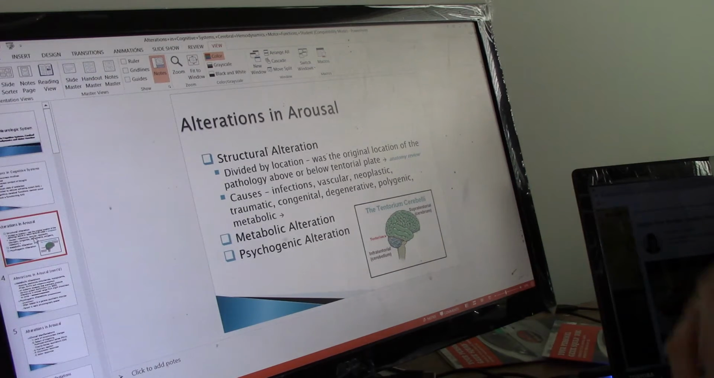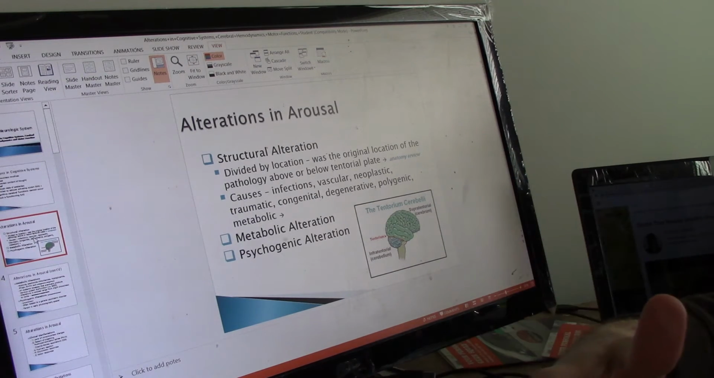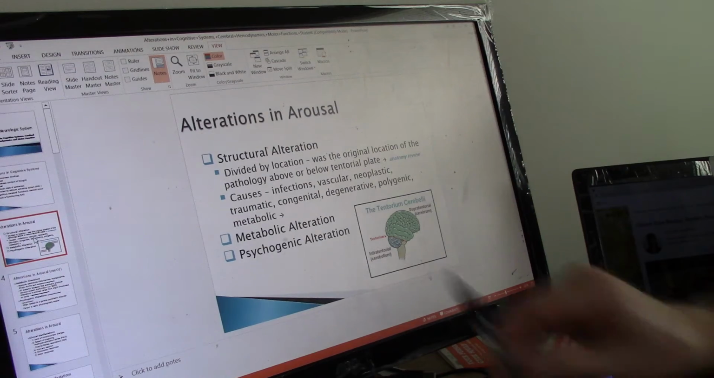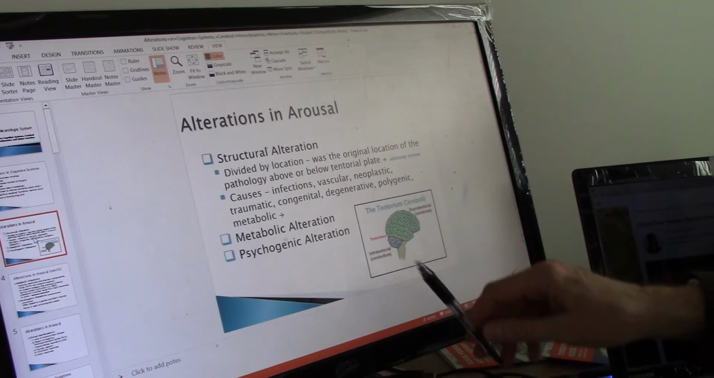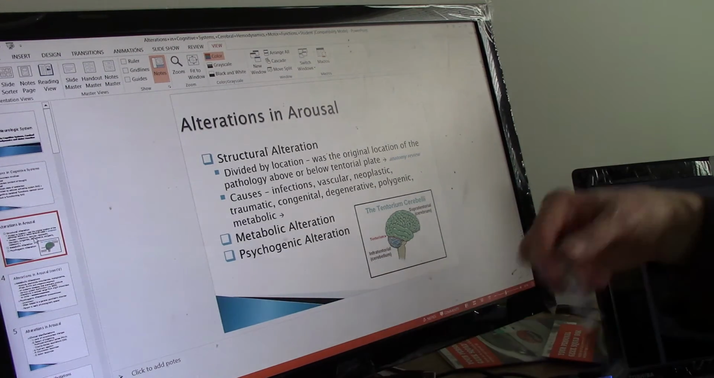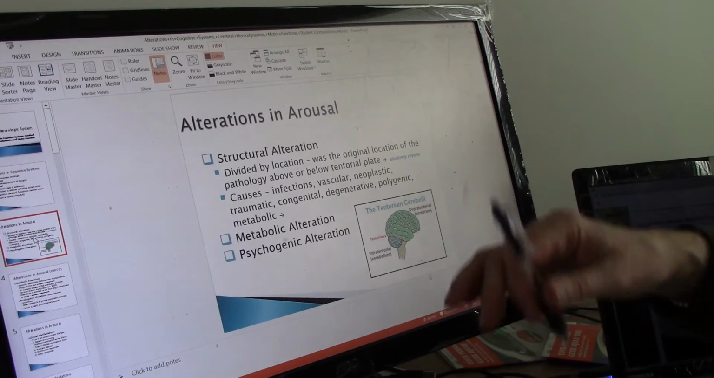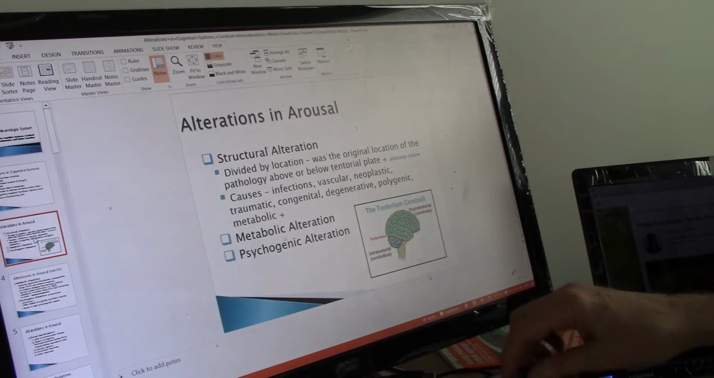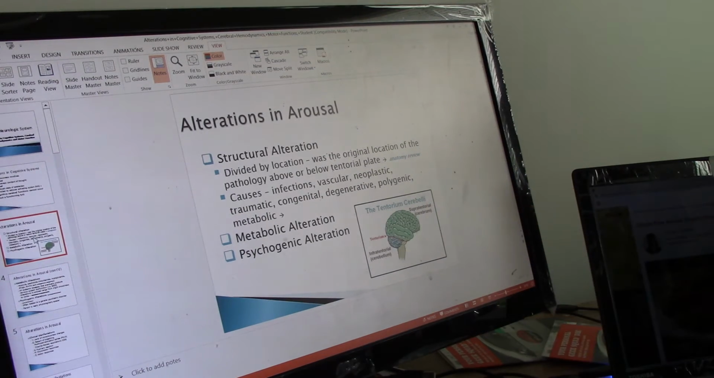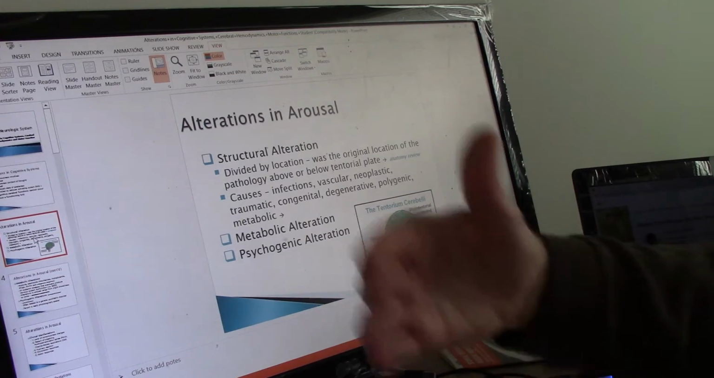Vascular would be either too little blood, as in an ischemic stroke, or too much blood, as in a hemorrhagic stroke. Neoplastic, of course, is cancer. Trauma would be a concussion or a penetrating injury, or what we call traumatic brain injury, TBI. Congenital, you could actually be born with something that would alter your arousal. And that effect could be immediate from birth, or it could take place later.